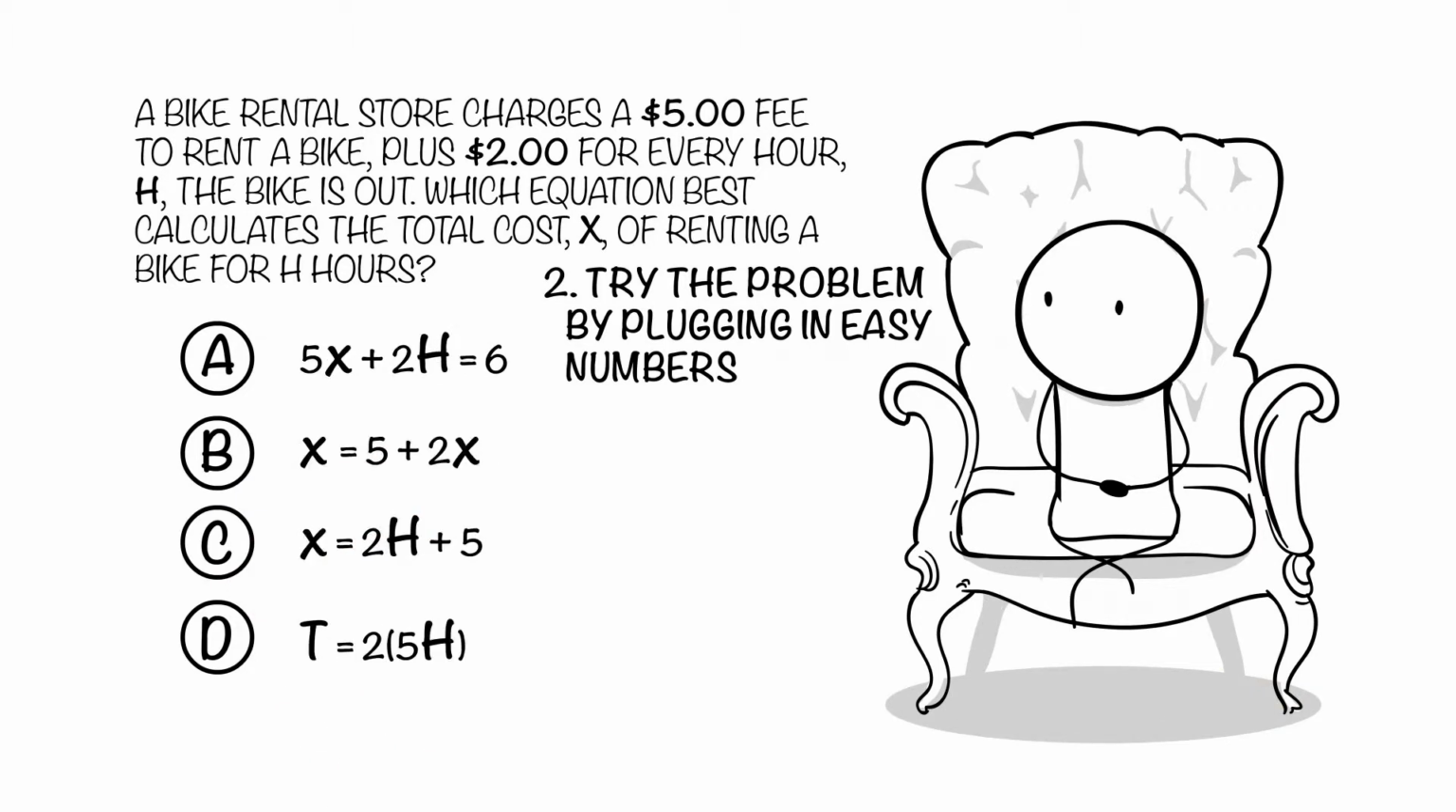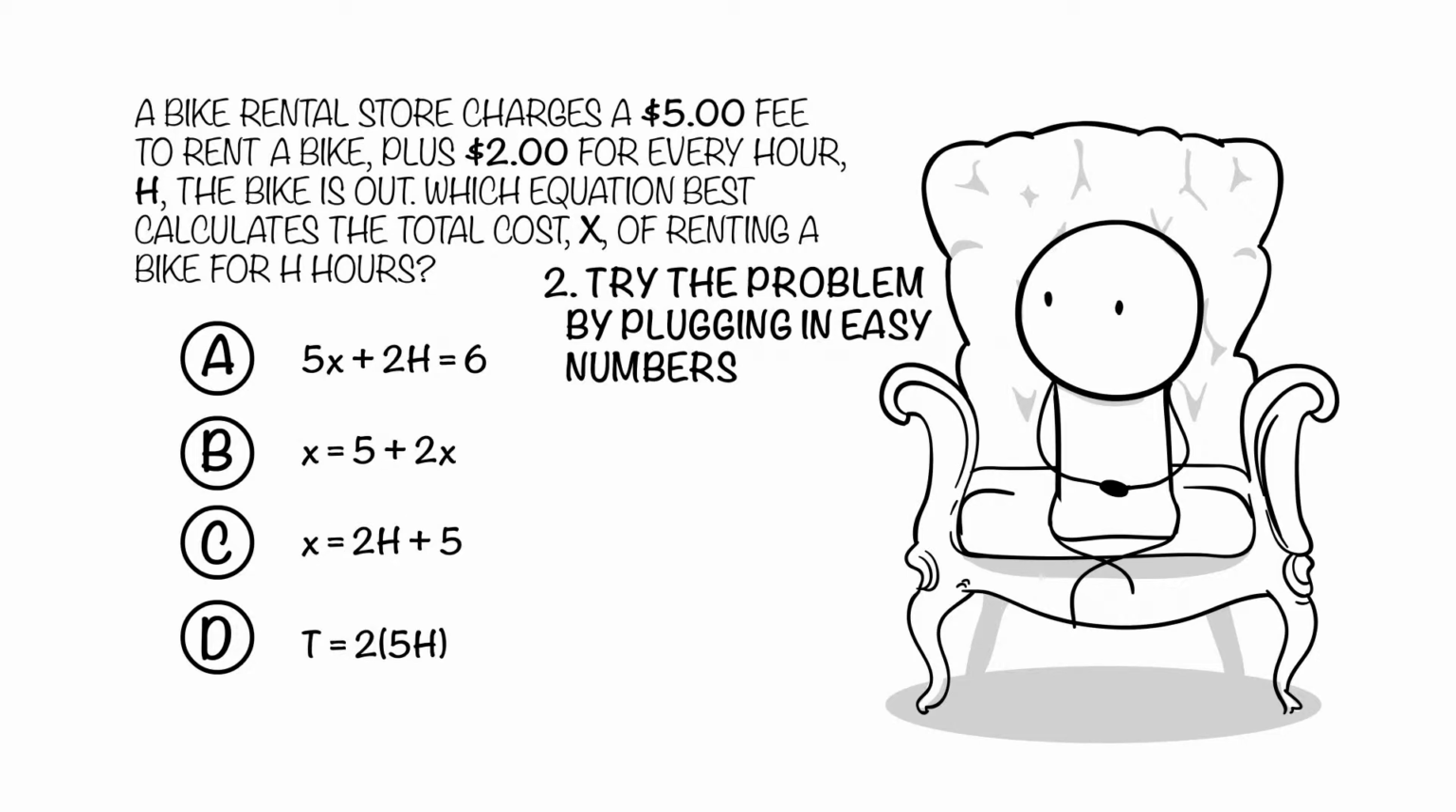But there's another way we could have done this problem. Anytime you see that the answers have variables in them, it's a pretty good clue that you can find the answer by plugging in easy, real-world numbers. On this one, for example, let's say you rented the bike for 2 hours. How much would you pay then? Go ahead, we'll wait. That's right, if you had to pay $5 just to take the bike out the door, then $2 an hour for 2 hours, you would pay $9.